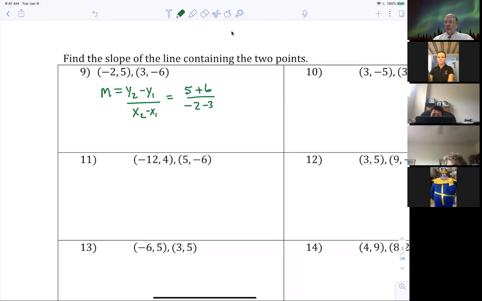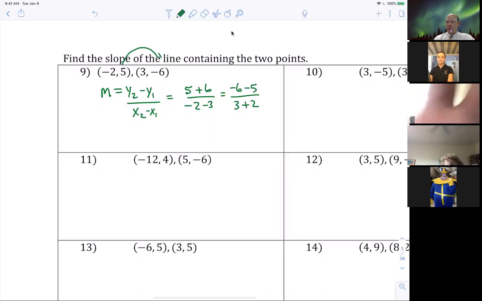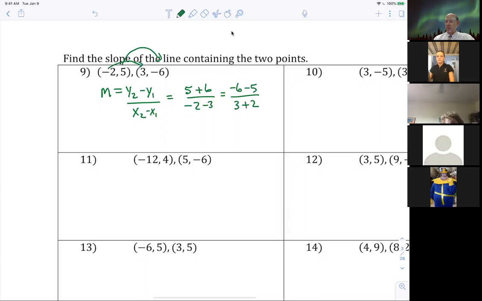Oh, some of you, I like the way you correct me. Negative 6 minus 5 over 3 plus 2. Is there a difference? No, there isn't. That's what I'm trying to show you. It makes no difference. You just have to be consistent. If I go this direction or I go this direction and do the subtraction, you get the same answers.